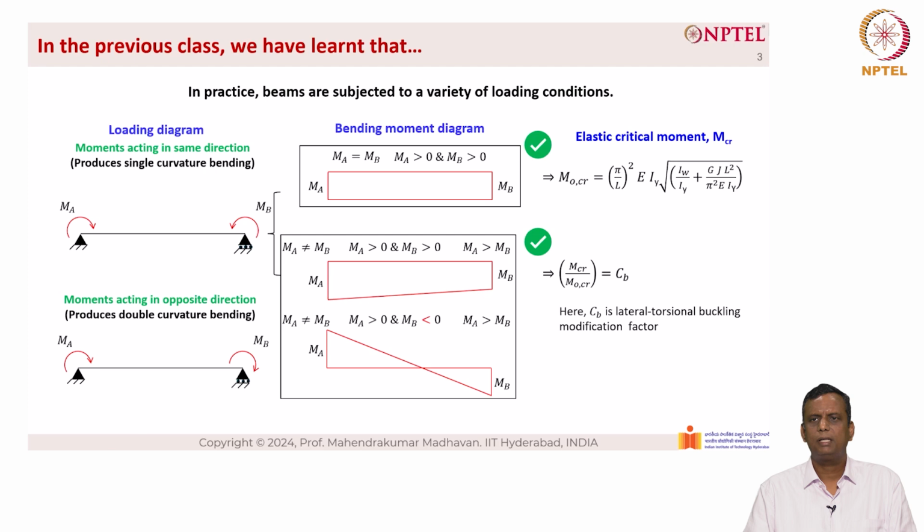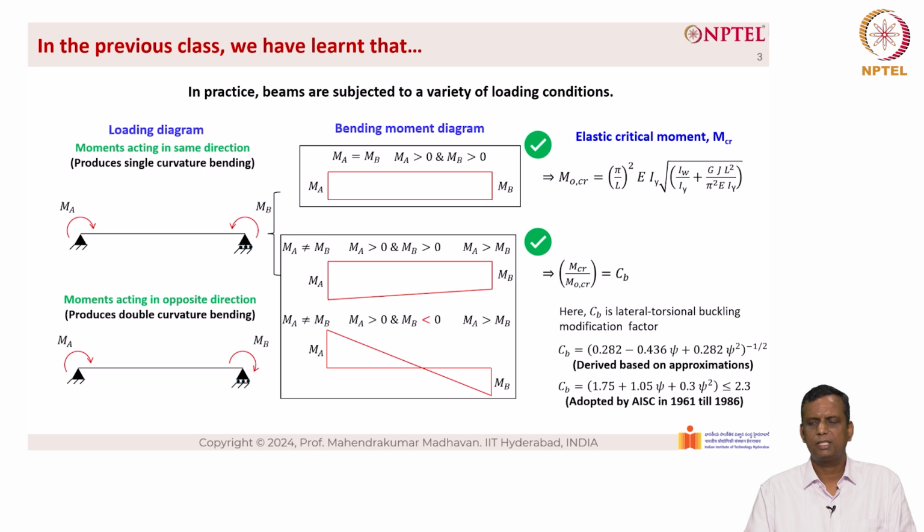Here, M critical divided by M_0 critical is equal to C_b, where C_b is defined as the lateral torsional buckling modification factor as per AISC. C_b is derived as 0.282 minus 0.436 psi plus 0.282 psi square, the whole power minus half. This is derived based on approximations, and C_b equal to 1.75 plus 1.05 psi plus 0.3 psi square, which should be less than or equal to 2.3. This is adopted by AISC in 1961 till 1986.